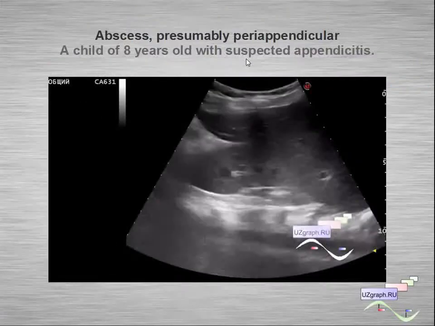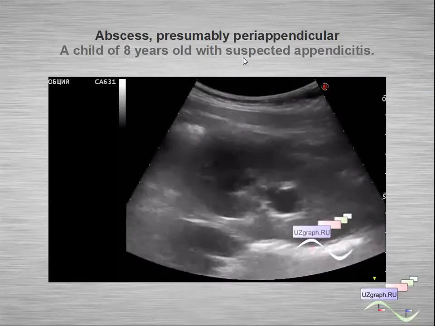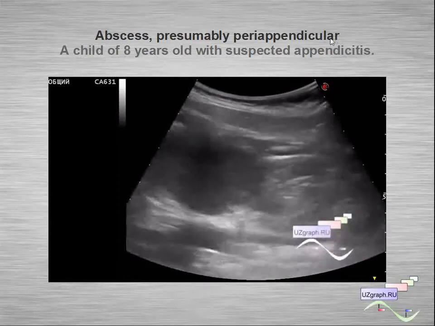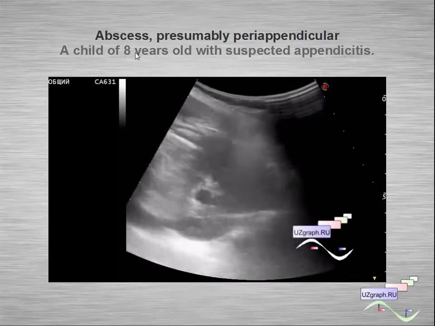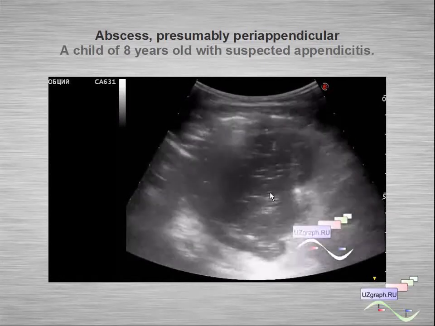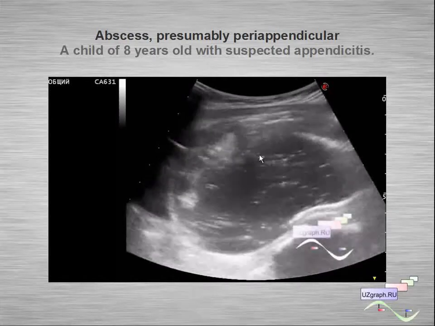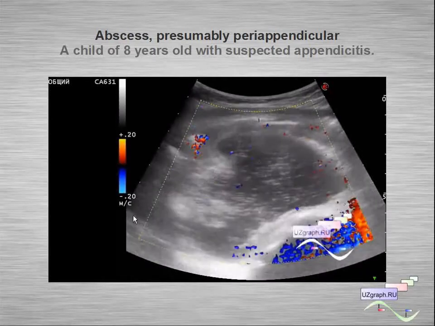Another example of a periappendicular abscess, presumably a periappendicular abscess in an 8-year-old child. We can see mostly anechoic content, round shape, surrounded by omentum.